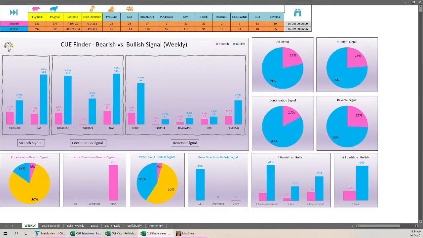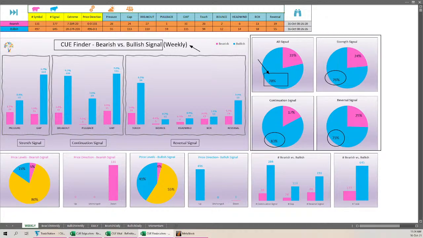Finder Insight, technical breadth. The balance between bearish and bullish signals, first using the weekly interval. Weekly is very bullish. 78% of all signals bullish. Strength signals 76% bullish. Trend continuation 83%. Trend reversal is also bullish, 75%. So all across the four categories, the weekly period technical breadth is bullish. There is no doubt about that.